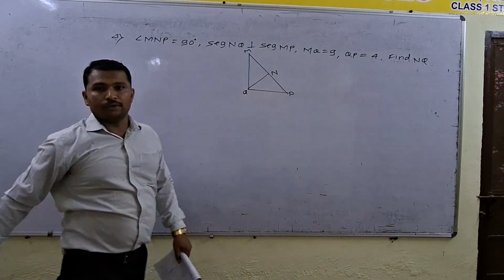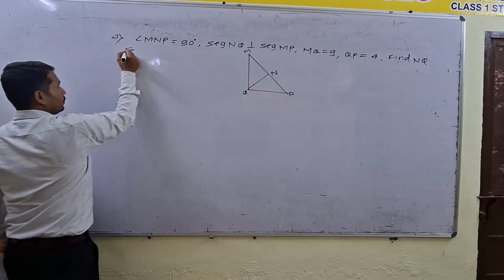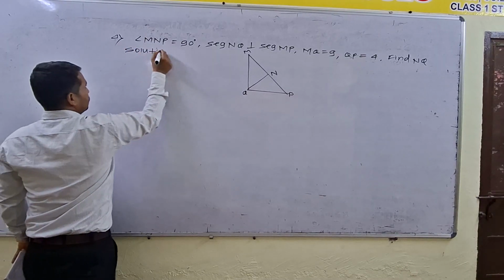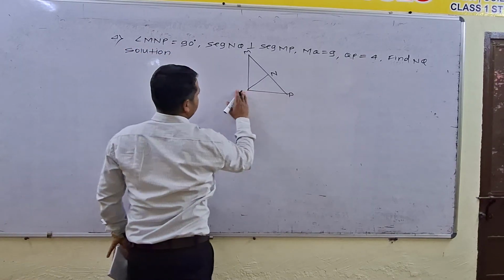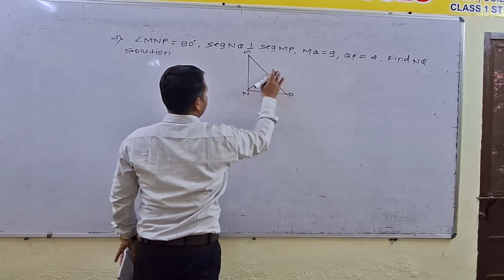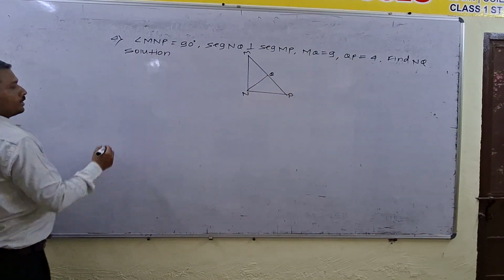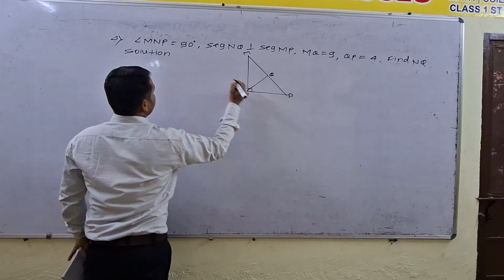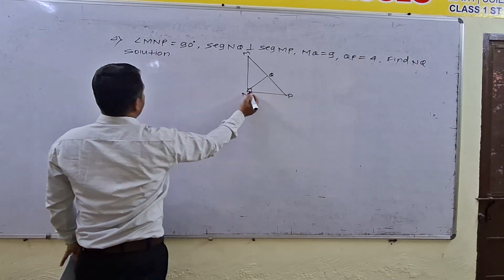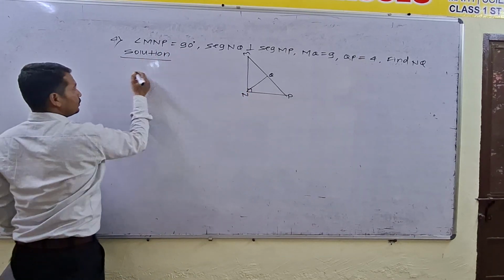Now you try to solve this question. Write it down again. There is the solution. In triangle MNP, there is NP and NQ, and NQ is perpendicular to QP. So in this question, the angle here is 90 degrees. Write down the solution.